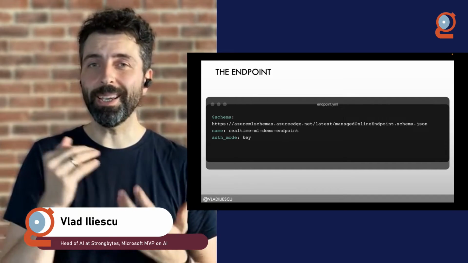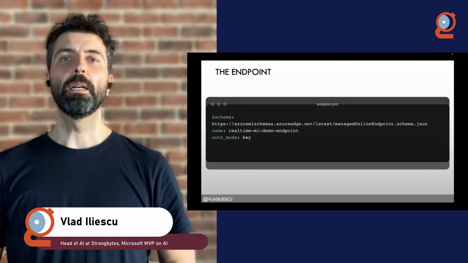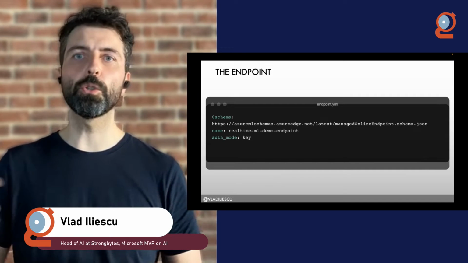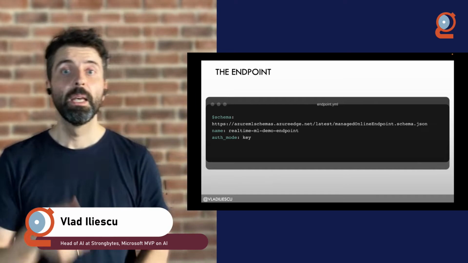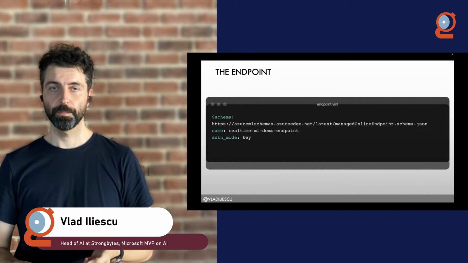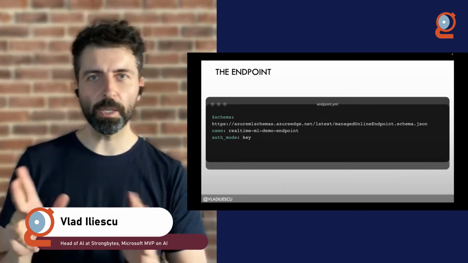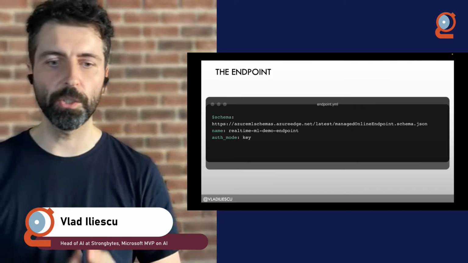It has a name. An endpoint must have a name. This name will be part of the URL of the endpoint, and it's also used from deployments when you reference it. So it needs a name and an authentication. In our case, I'm using bearer authentication. We'll discuss the other options in a moment, but bearer authentication is the default.